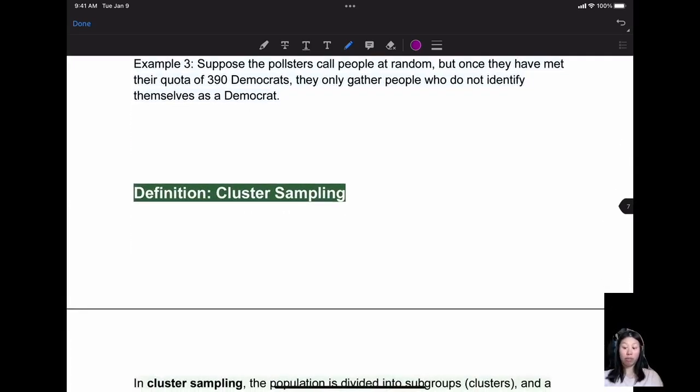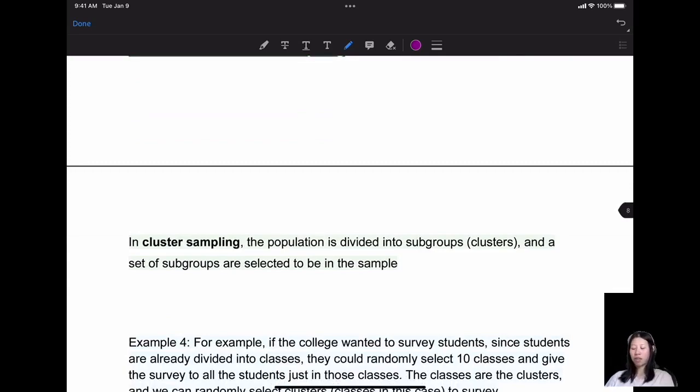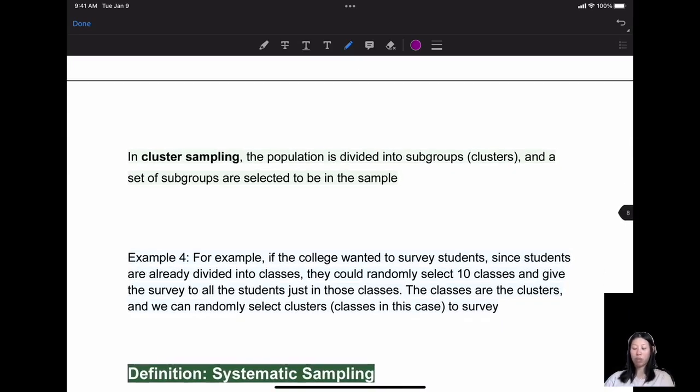So the next sampling method is called cluster sampling. In cluster sampling, the population is divided into subgroups called clusters, and a set of subgroups is selected to be in the sample. For example, if a college wanted to survey students, since the students are already divided into classes, they could just randomly select 10 classes and give the survey to all the students in those classes. The classes are the clusters, and we can randomly select the clusters to survey.